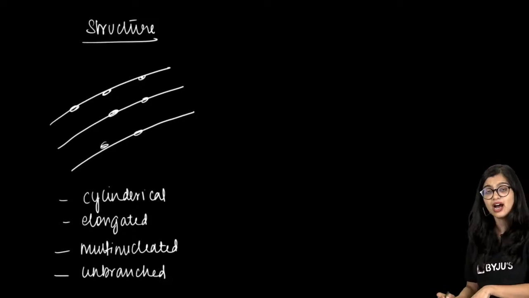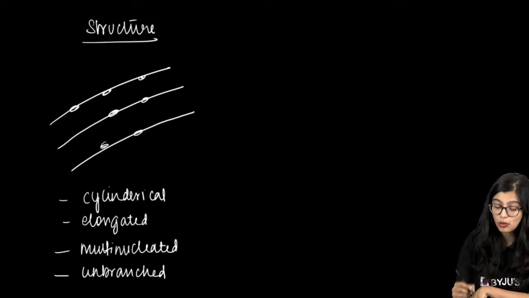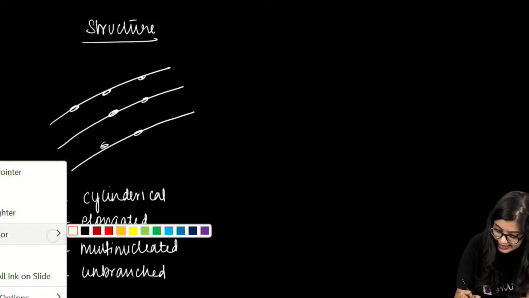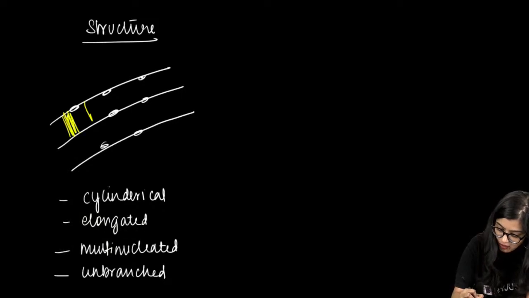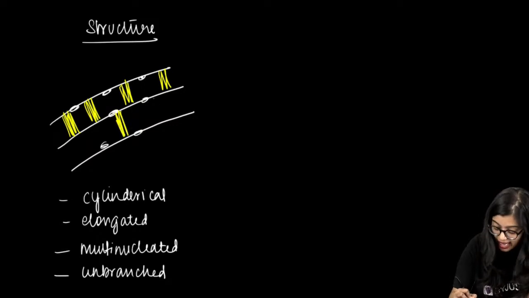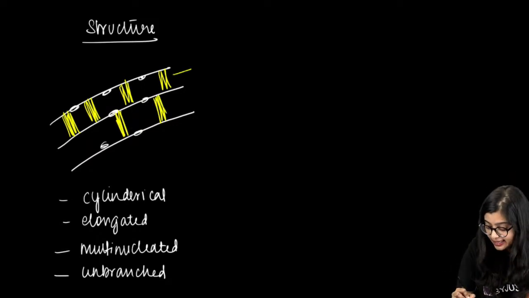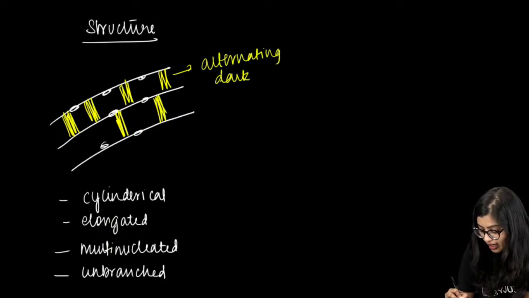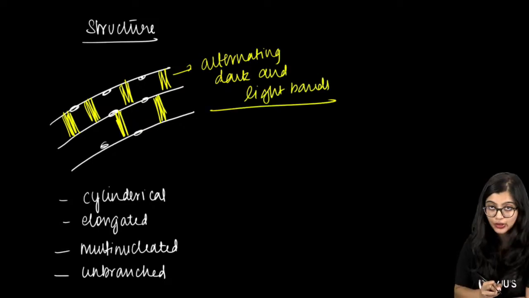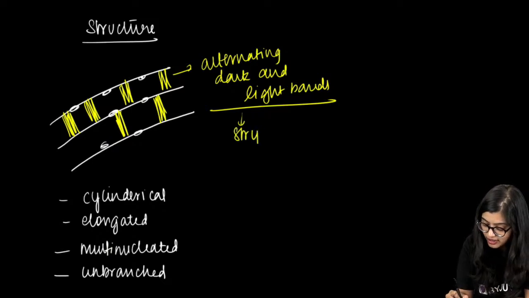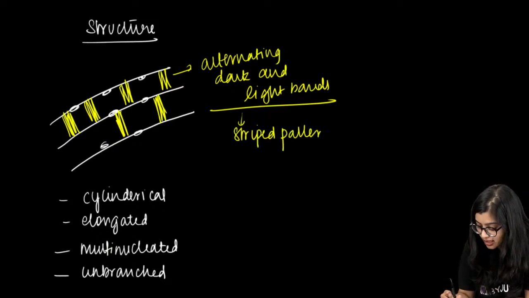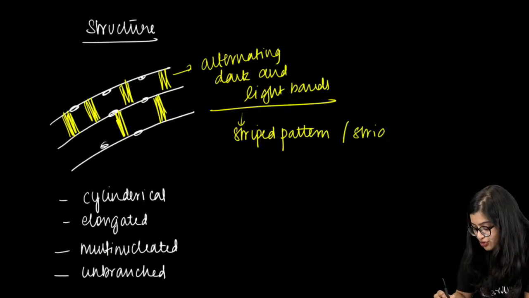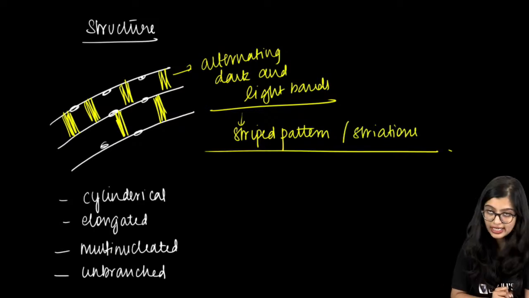Yes, they are unbranched. Now, along with this, what we also observe is that these tend to have alternating dark and light bands, right? Which is why in this particular case they tend to have a striped pattern, or they tend to have striations. Yes, so they tend to have this.